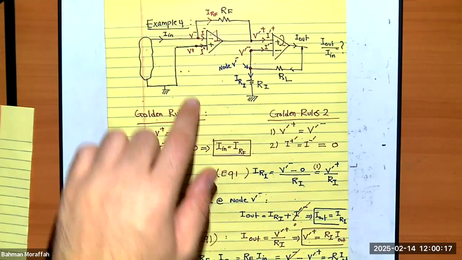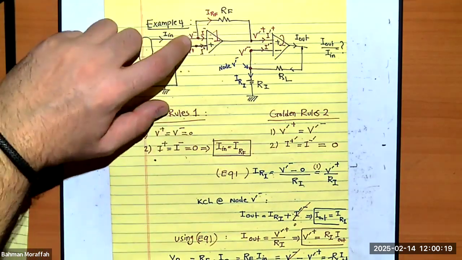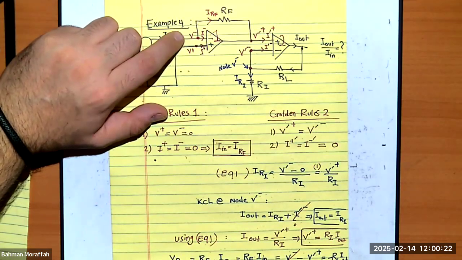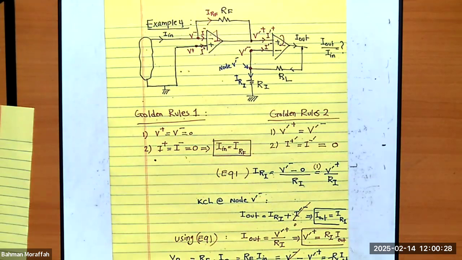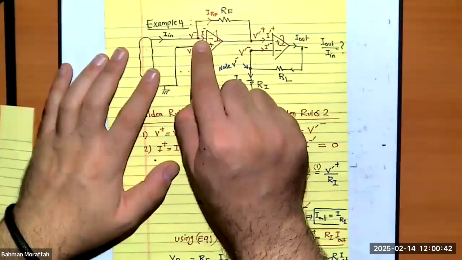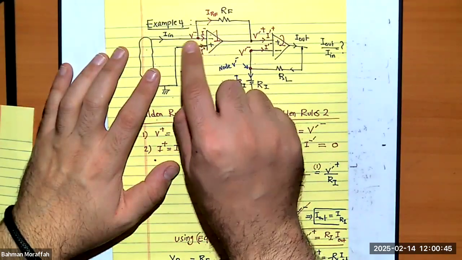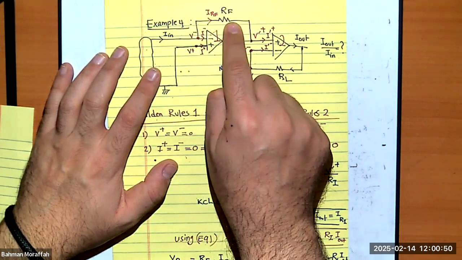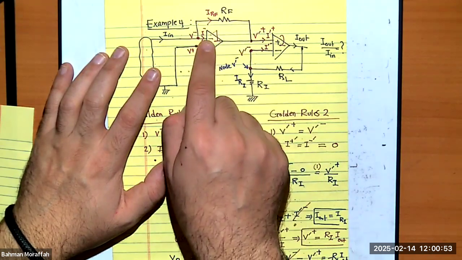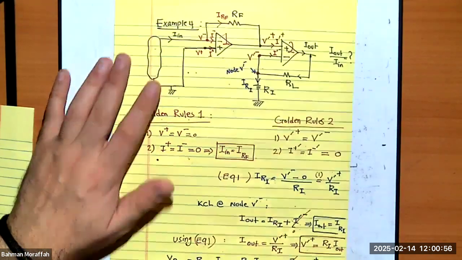If I write the golden rule for the first one, I know V plus must be the same as V negative. And because the V plus is connected to the ground, it is 0. Regardless, I plus is always the same as I negative, and it is 0. So that's the first golden rule. Looking at this golden rule, I can immediately see there is no current leakage over here. Therefore, whatever current I have going into this node must flow through this RF. There is no leakage here.